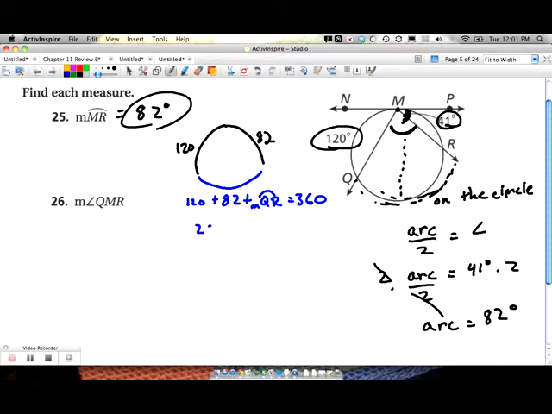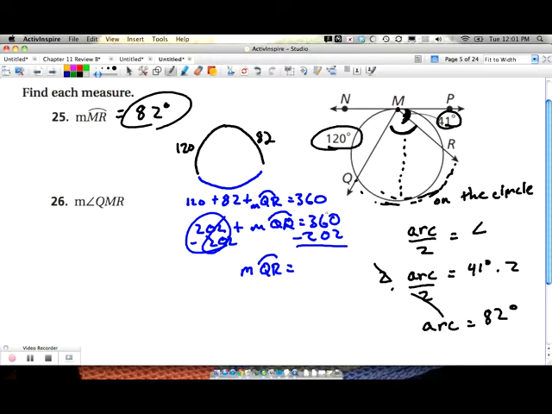Now I can do some simplifying. This gives me 202 plus measure of QR equals 360, and then as I subtract 202 from both sides, this side is going to be a 0, and then measure of arc QR is equal to, well, let's see what we get. 360 minus 202, that's the same thing as saying 358 minus 200. Well, that would be 158.